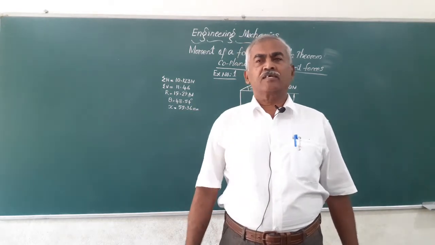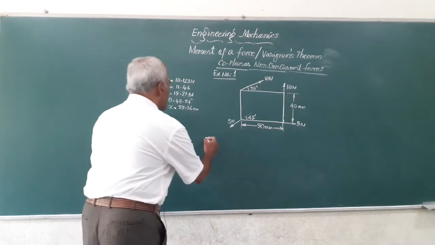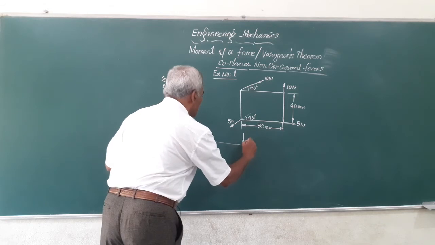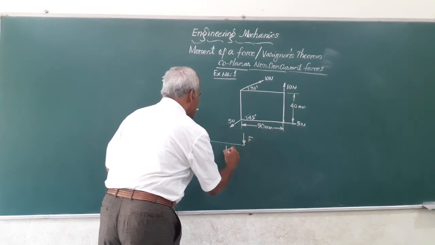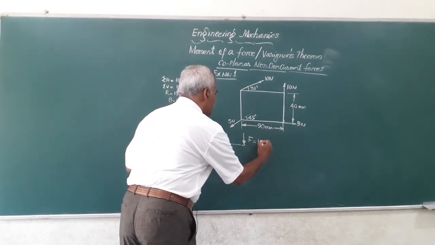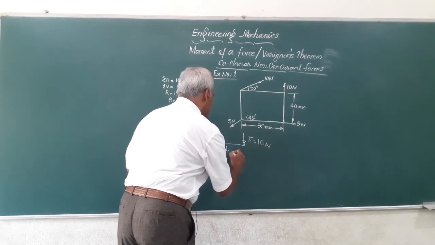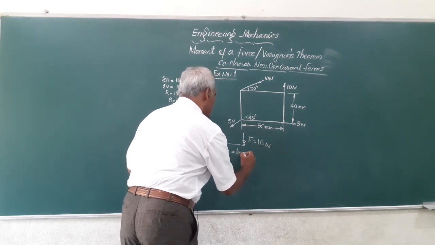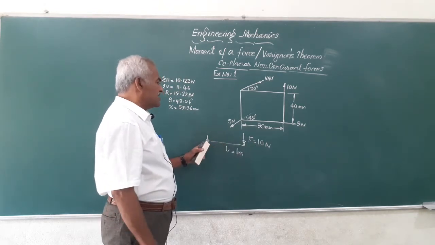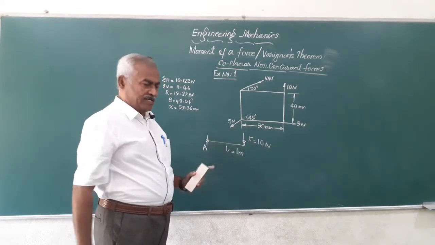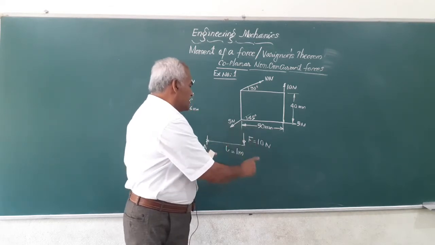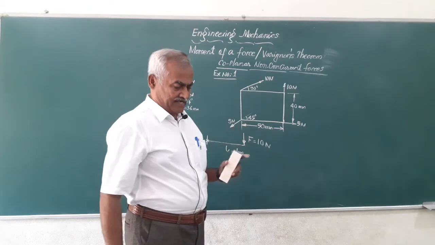It moves the body. For example, if you have a reference point A here, and you have a force F acting at a distance L. Say this force F has a magnitude of 10 Newton and is acting at a distance L equal to 1 meter. Friends, what happens? This force acting at this point produces a clockwise moment of magnitude F into L, 10 into 1, that is 10 Newton meter.